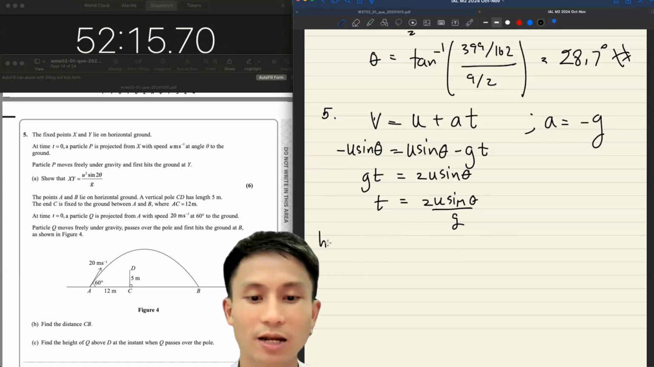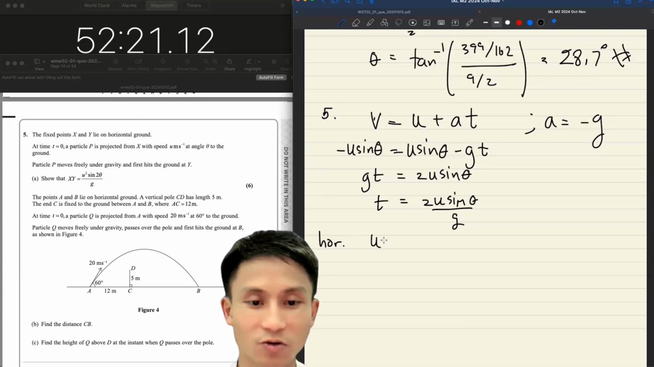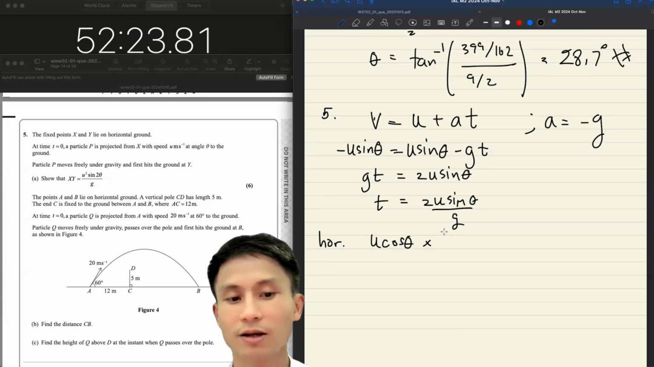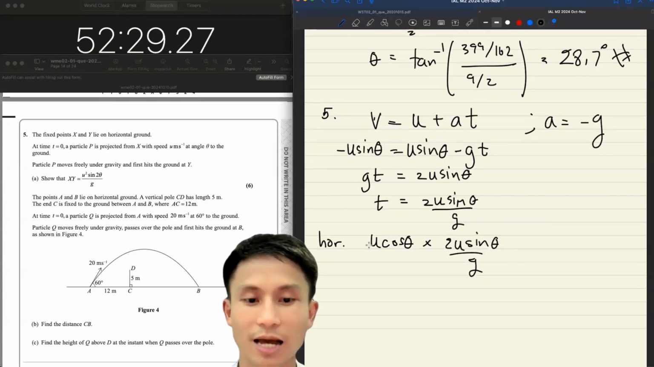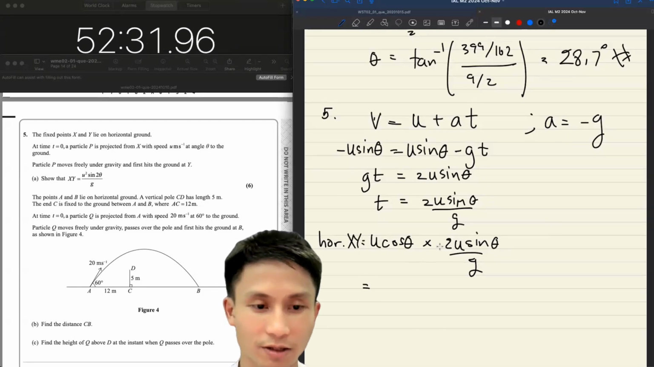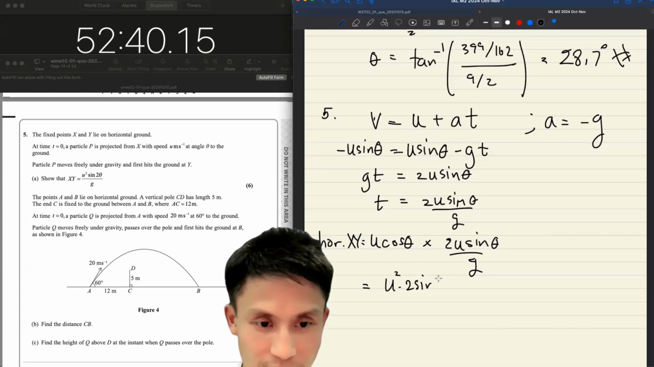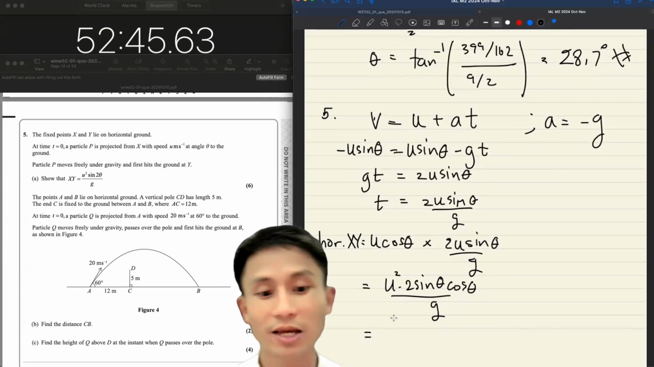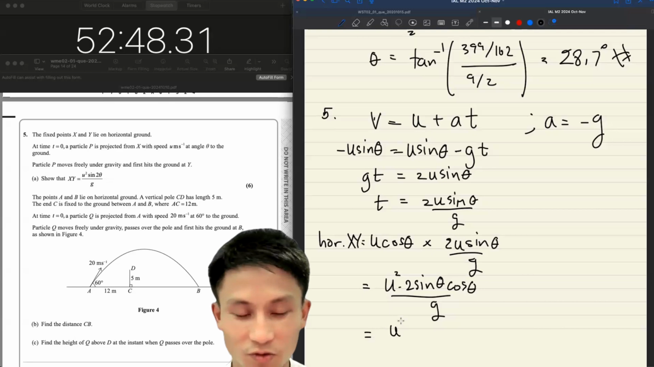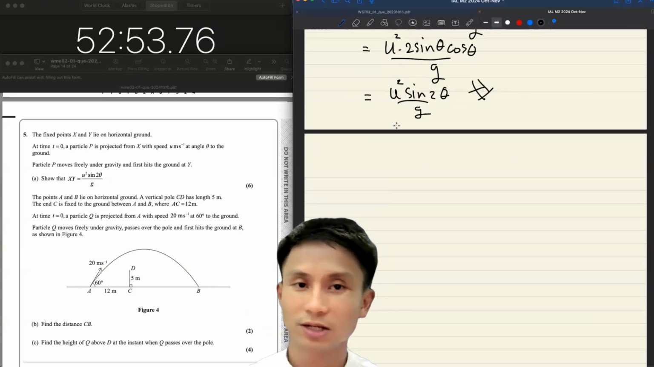Now, because we know that the horizontal has the speed as a constant value, and that is u cos theta, if we multiply with time, which is the one we just found, that is going to be XY, right? So there you have u squared and then 2 sine theta cos theta over g. And using double angle in P3, you can see that it is u squared sine 2 theta over g as required. So that's part A done.